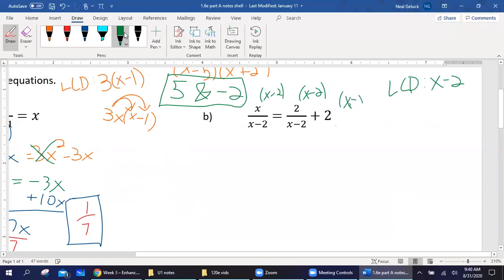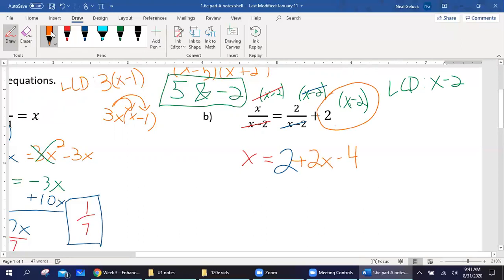And again, the logic behind this is that it will clear out fractions. So on the left side of the equal sign, the x minus 2's cancel. I'm just left with x. For the next term, the x minus 2's cancel. I'm just left with 2. For the last one, I have to multiply 2 by x minus 2, so that's going to give me 2x minus 4. And I'm ready to solve this.